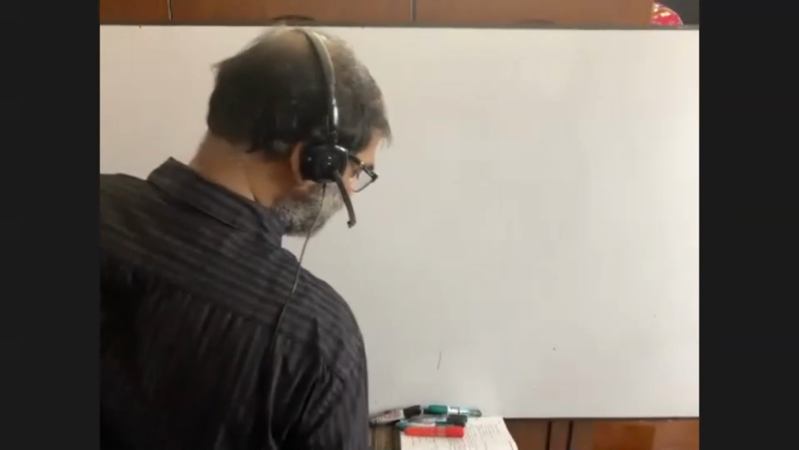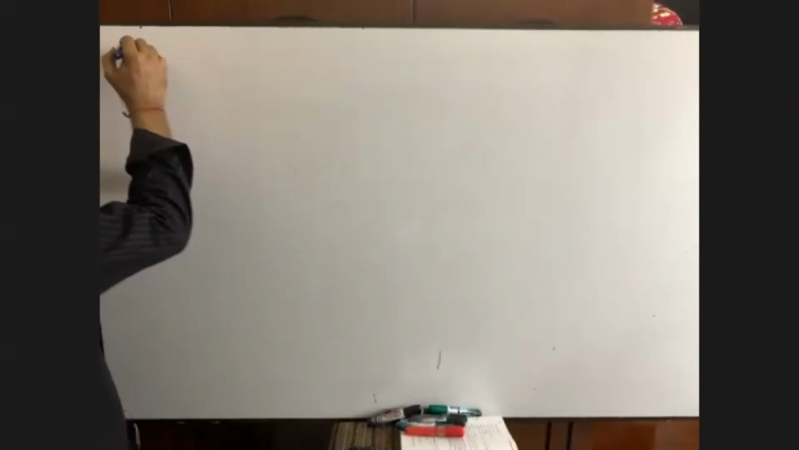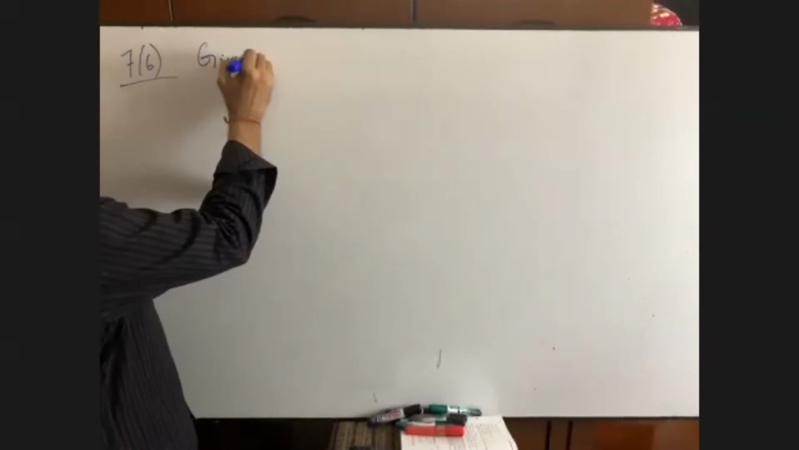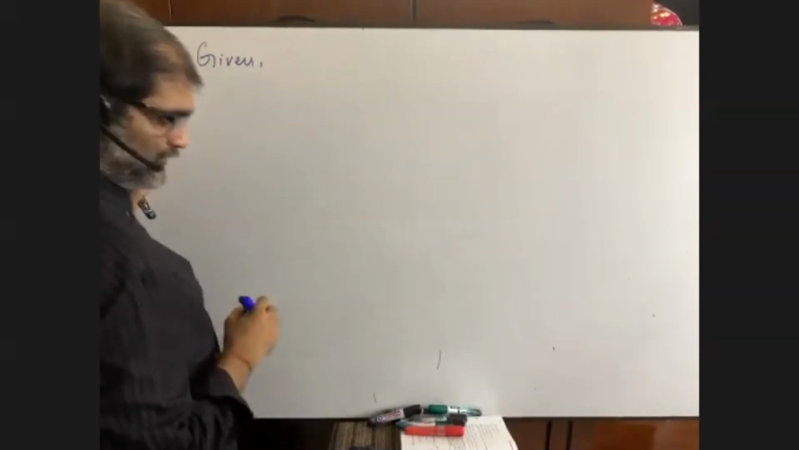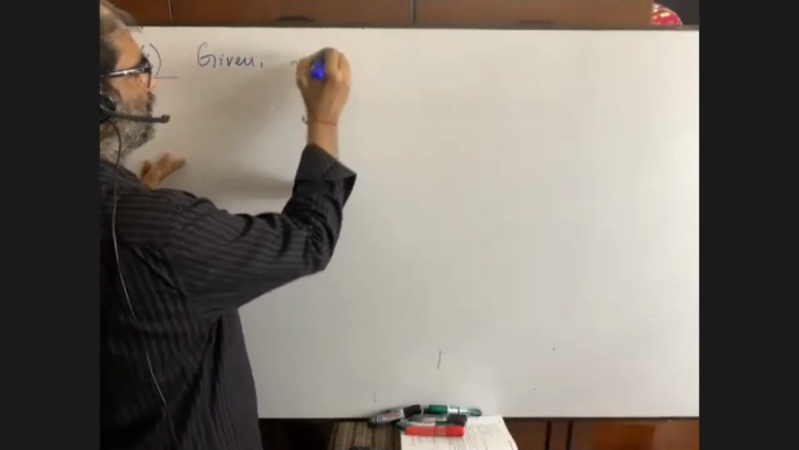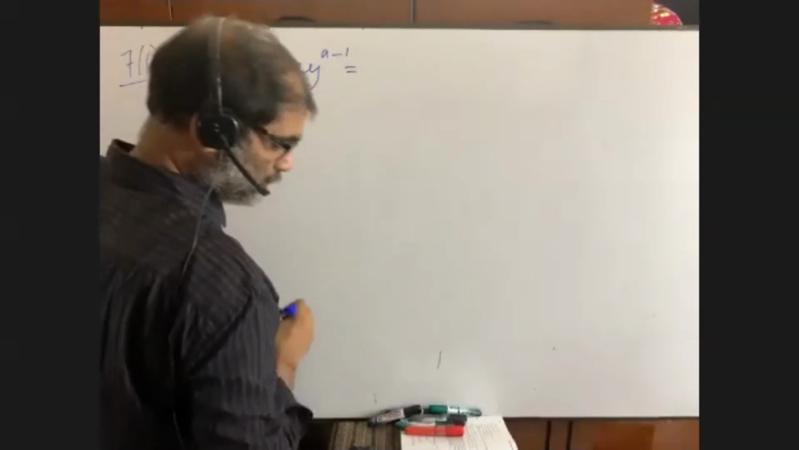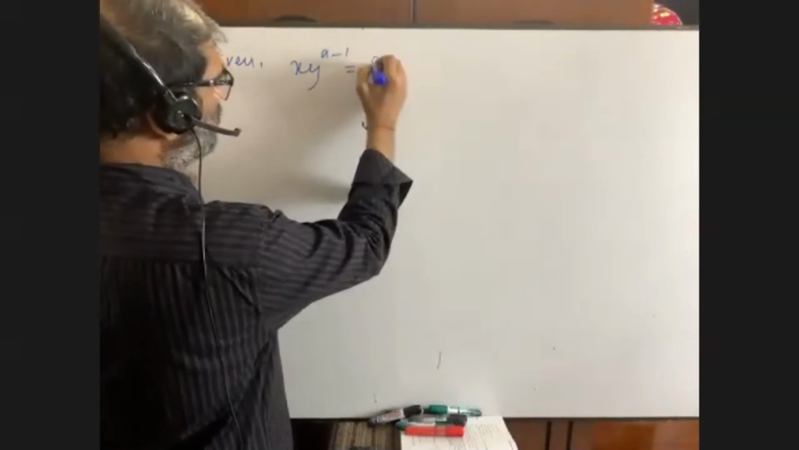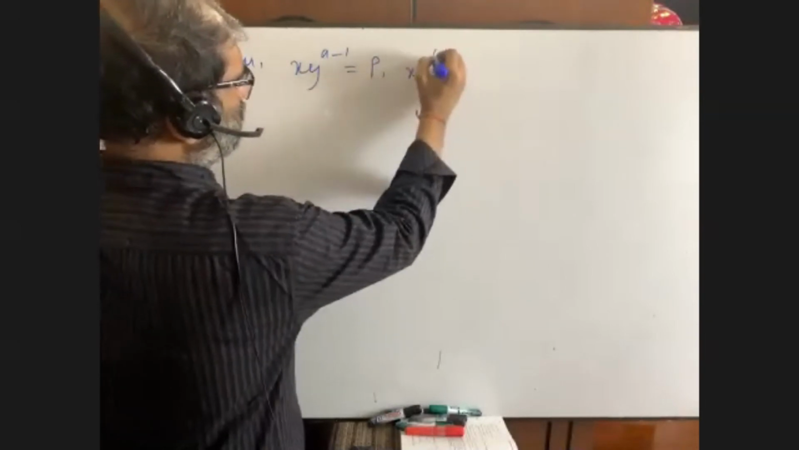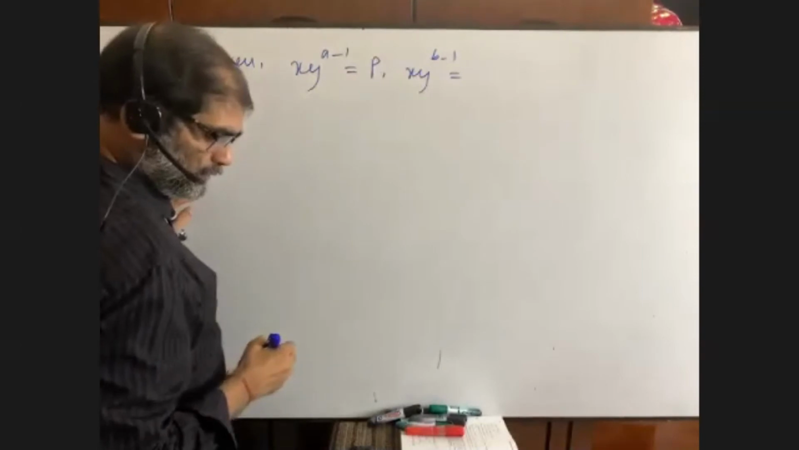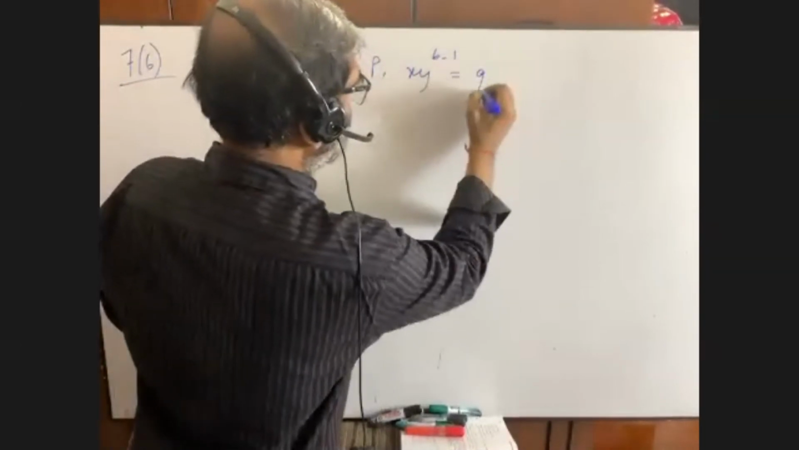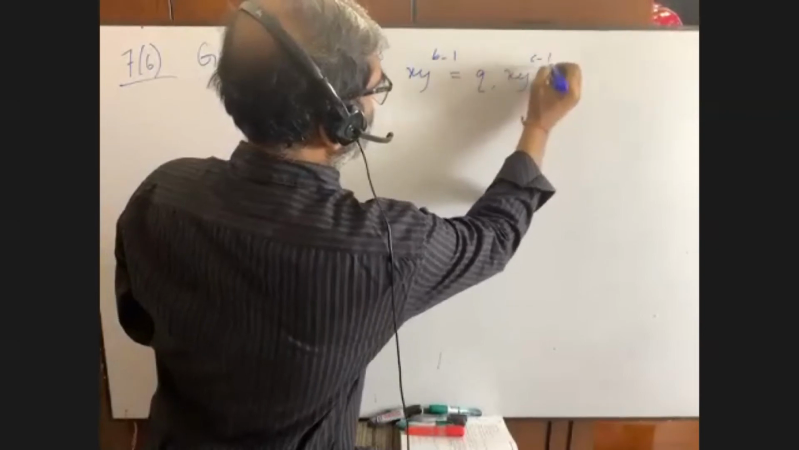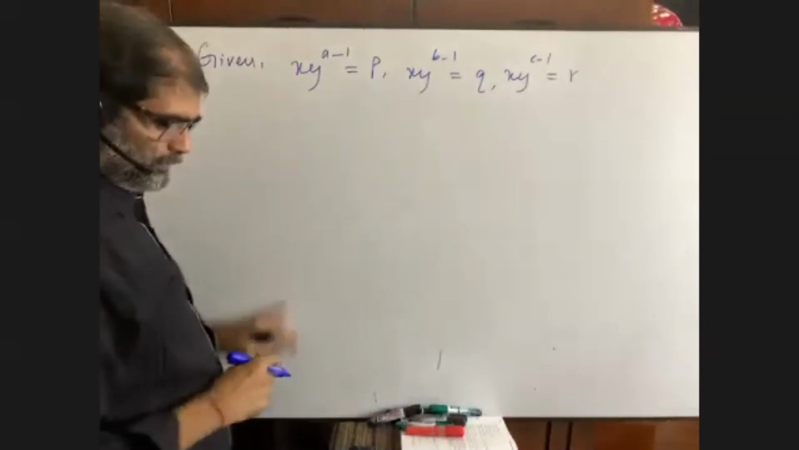Question number 6 of 7. Important, the most important. Write down. Given, oh sorry, given x, y to the power a minus 1 is equal to p. X, y to the power b minus 1 is equal to q. X, y to the power c minus 1 is equal to r. Okay?